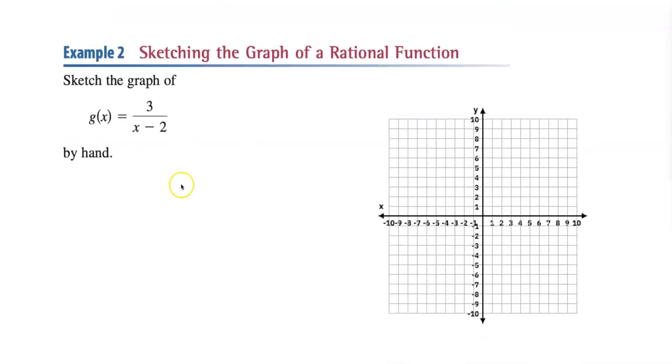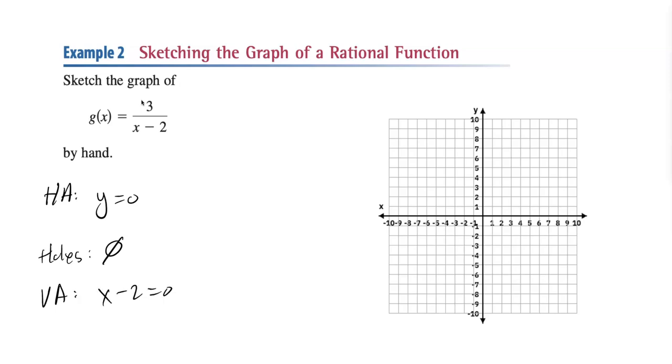So how about this one? This is actually a parent function, we could do it, but let's do all the steps to see. So first we're gonna find the horizontal asymptote. Bottom power is going to top power, so y equals 0. Then we're going to find holes. Nothing cancels, so there's none. Vertical asymptote. Set the bottom equal to 0 and solve it, x equals 2.